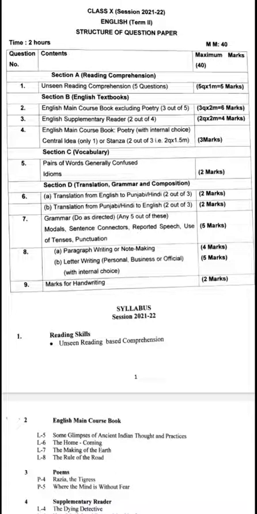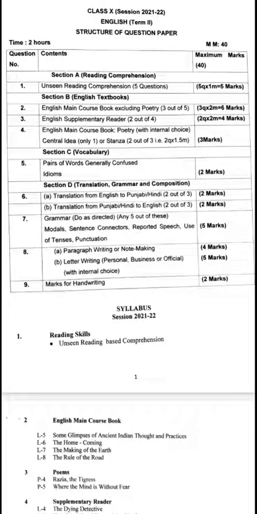Then there is the poetry part. English main course book, poetry with internal choice. It can be the central idea, only one, or a stanza. For the stanza, there will be 3 questions and you have to attempt any 2 out of those 3. One question will be of 1.5 marks, so total 3. If you attempt the central idea, it will be of 3 marks. But if you attempt the stanza portion, then one question will be of 1.5 marks each.